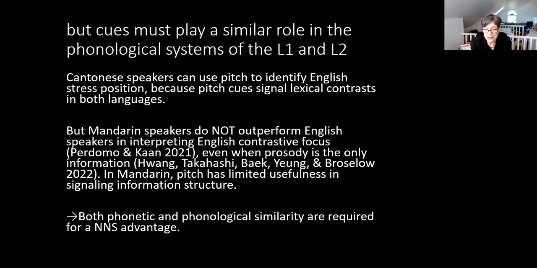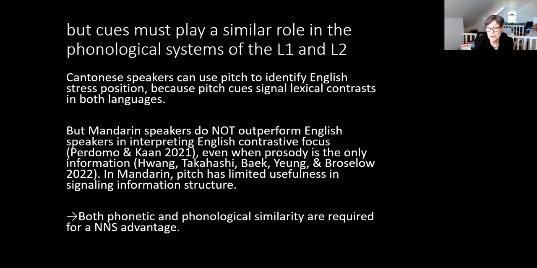Then the next screen would have various objects. One would be mittens of a different color. And the instruction would be now click on the, with contrastive focus on the adjective, or now click on the, with contrastive focus on the noun. The Mandarin speakers we thought might do better than the English speakers because all that's left is pitch, and they're good at pitch. But in fact, they underperformed the English speakers. So again, the phonetic cue is very salient if your L1 uses it, but it has to also play a similar phonological role in the L1 and L2.